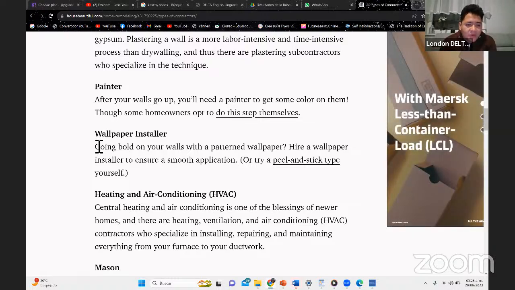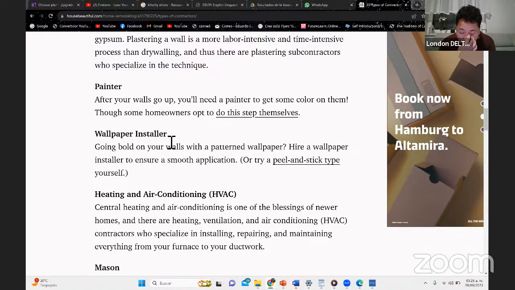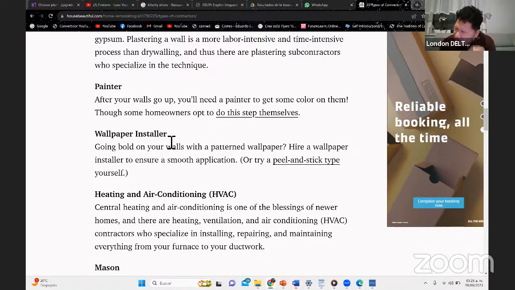We have the wallpaper installer. You know, the wallpaper in this case means tapiz. Tapiz is wallpaper. So the wallpaper that you can install in your room, sometimes instead of painting, you can just put the wallpaper. Again, there are some people who do it.